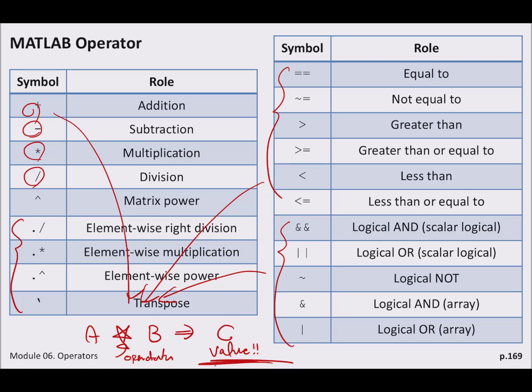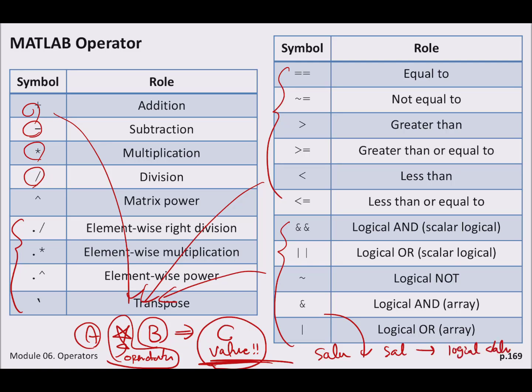So this value sometimes could be a scalar, sometimes a vector, sometimes a matrix, depending on the form of A and B and the operation. If you have a scalar and a scalar with a logical operator, that produces a logical value. If you involve a matrix and a matrix and do dot multiplication, we will have the same size of matrix here.